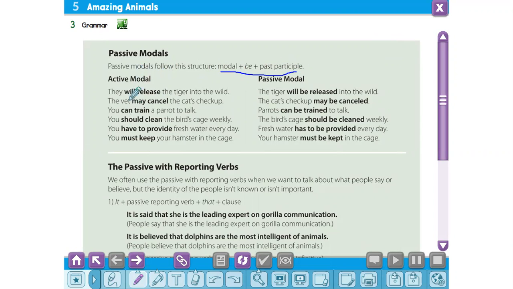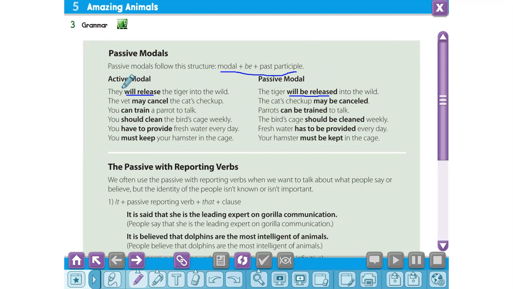Here are some examples of active modals. So we use active modals. We use will plus base form. How can we change this active modal into passive modal? We will use will be plus past participle. For example, they will release the tiger into the wild. How can we change this sentence into passive?